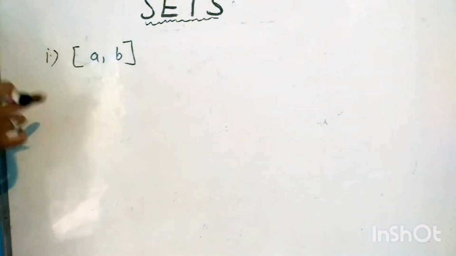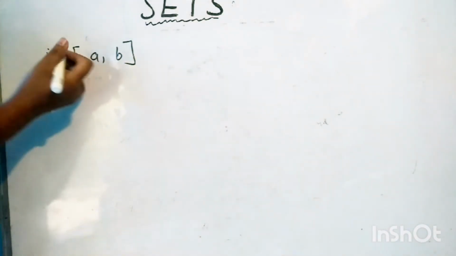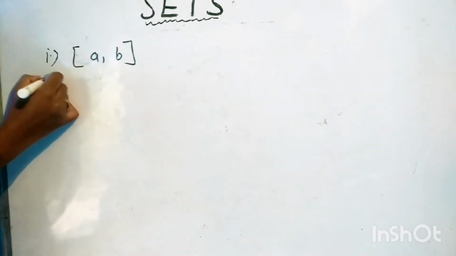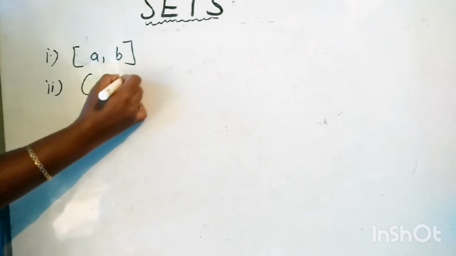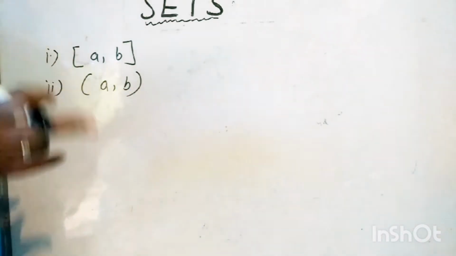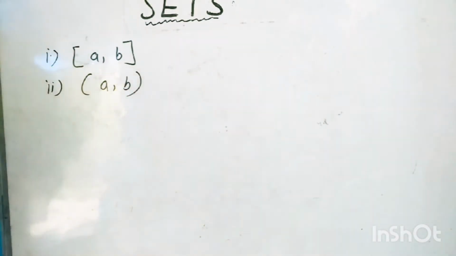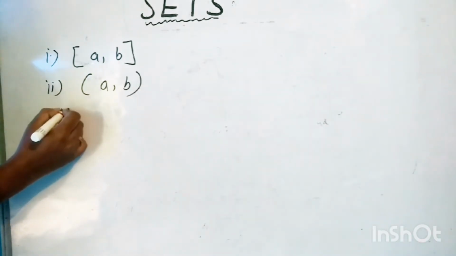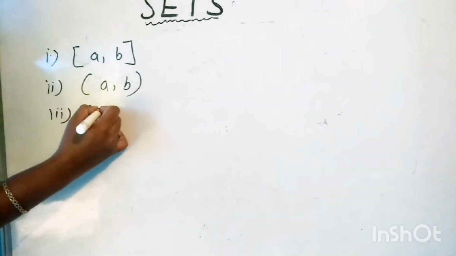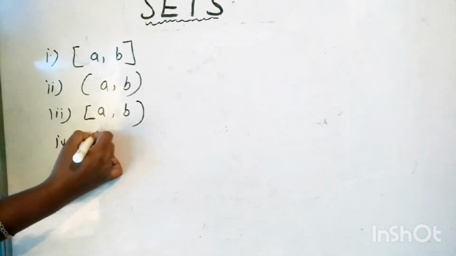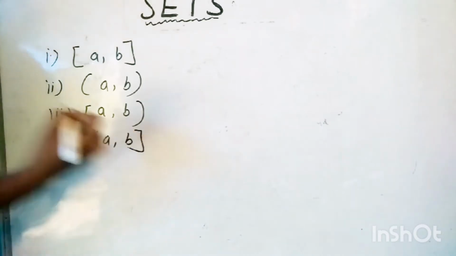You should read it as closed interval A comma B. Square bracket means closed interval. And the second one is open interval A comma B. Here we are using ordinary brackets. Ordinary bracket, you should read it as open interval A comma B. And the third one is closed at A, open at B. And the fourth one is open at A, closed at B.